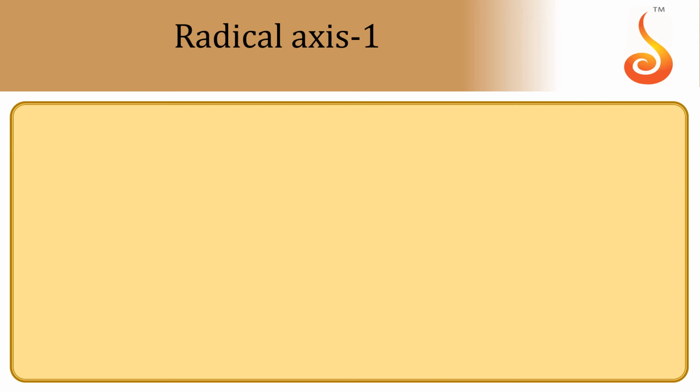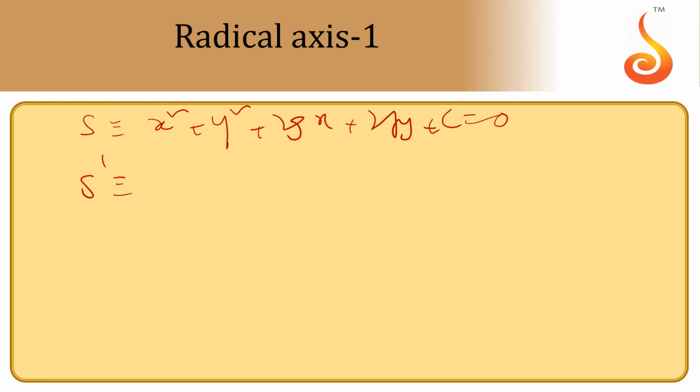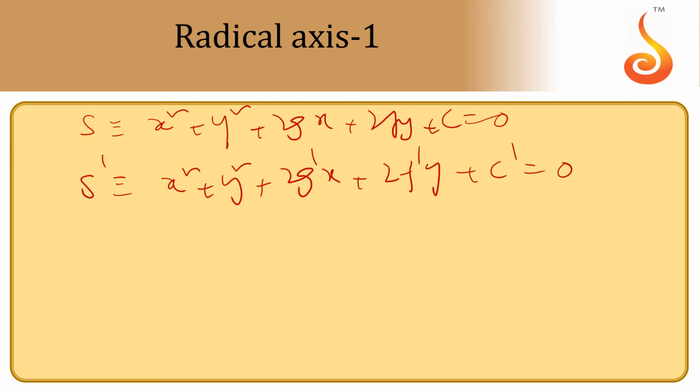So what is the definition of the radical axis? The radical axis is the locus of the points whose powers with respect to both circles are equal. Suppose I say S equal to x square plus y square plus 2gx plus 2fy plus c equal to 0, and S dash is x square plus y square plus 2g dash x plus 2f dash y plus c dash equal to 0.